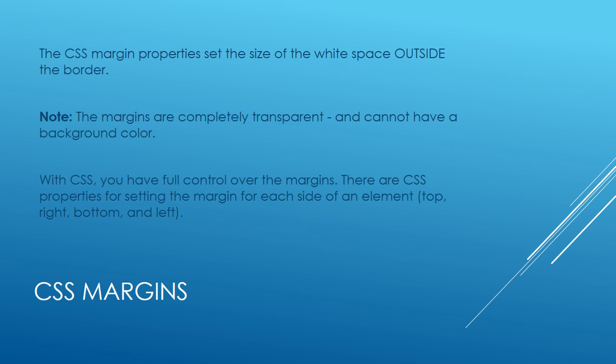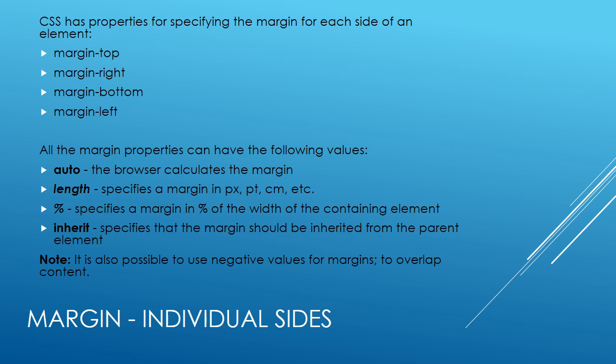With CSS, you have full control over the margins. There are CSS properties for setting the margin for each side of an element: top, right, bottom, and left. CSS has properties for specifying the margin for each side of an element: margin-top, margin-right, margin-bottom, margin-left. All the margin properties can have the following values.